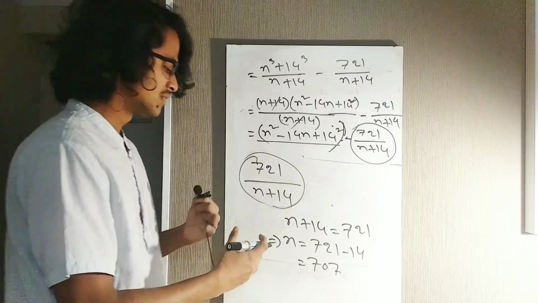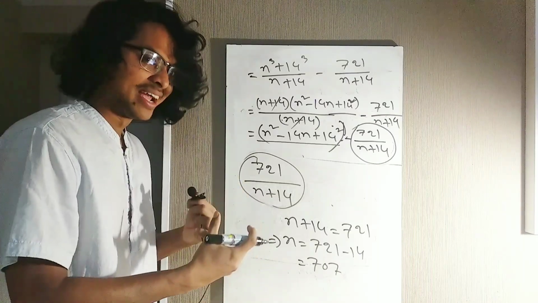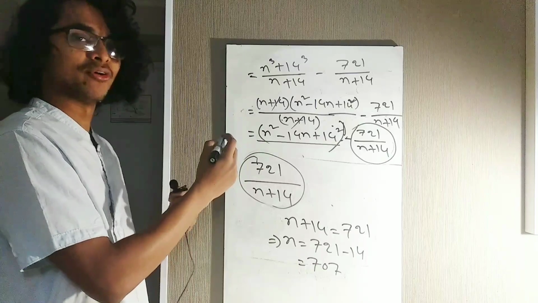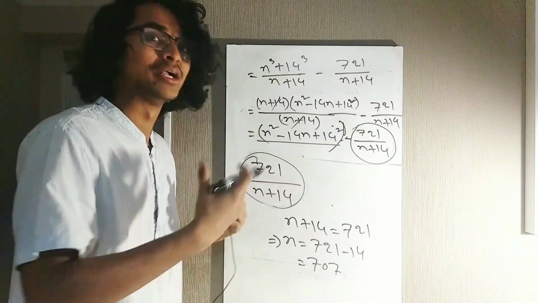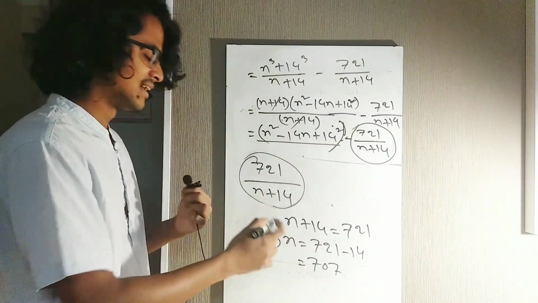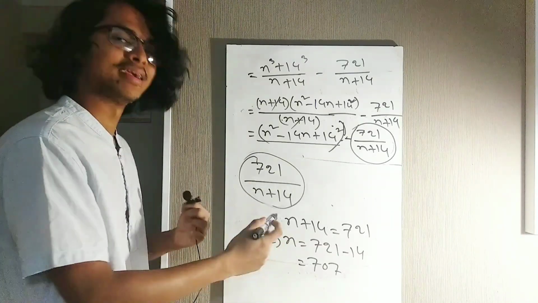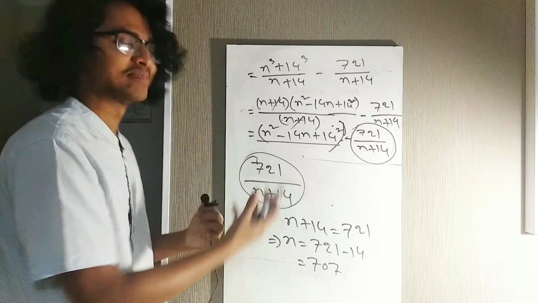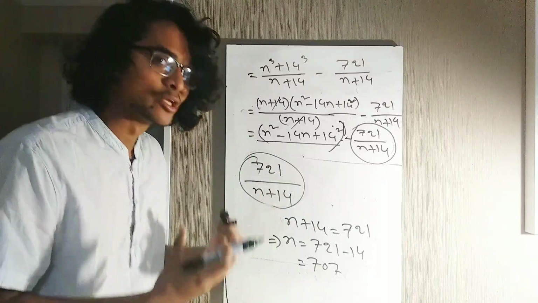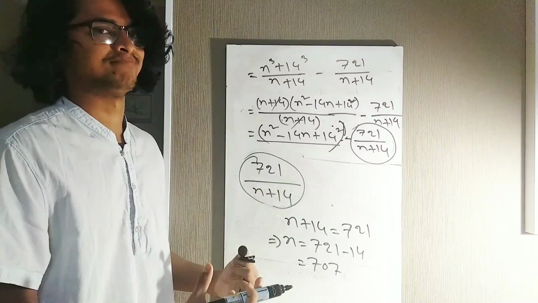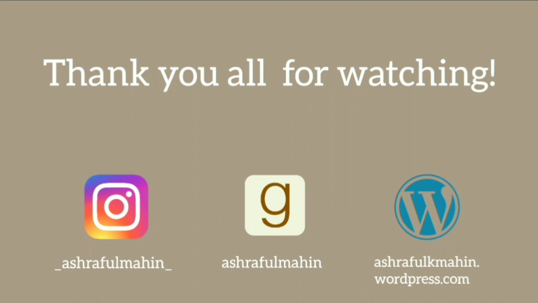So the question was, what is the largest value of n for which n plus 14 divides n cube plus 2023? The answer is that the largest integer value of n is 707, for which n plus 14 divides n cube plus 2023.